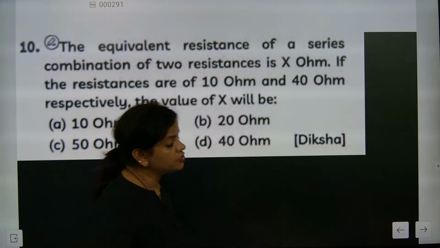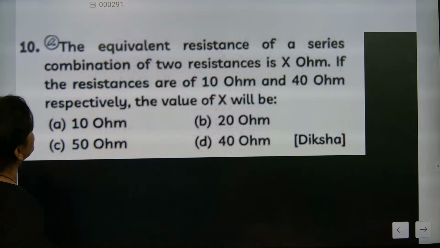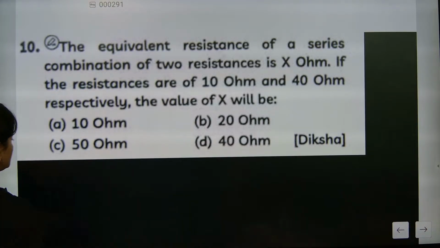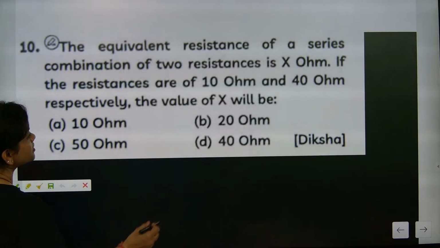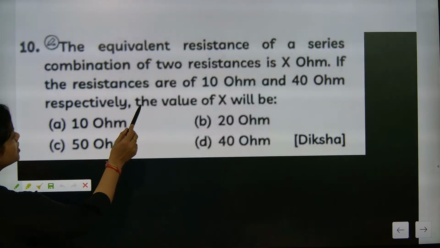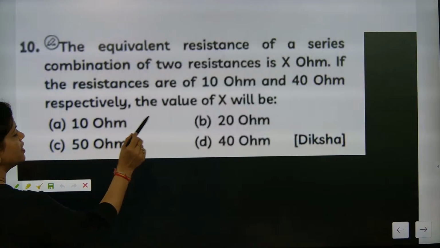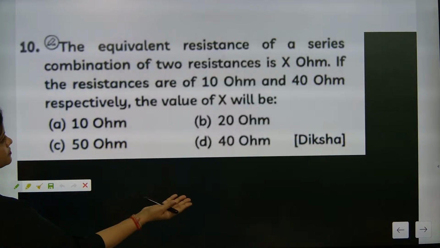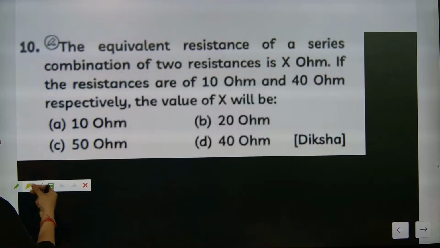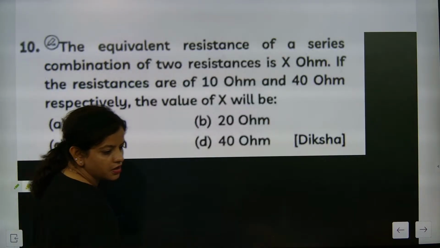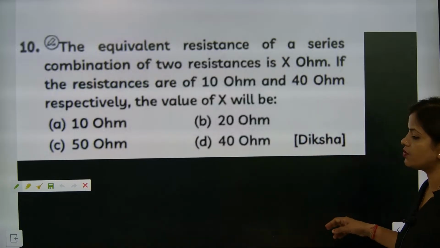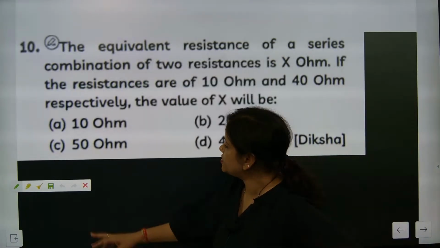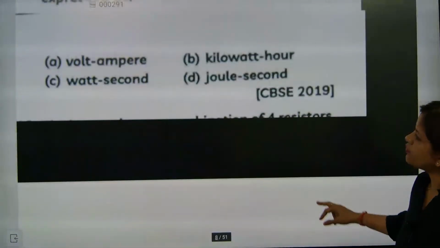Fifty ohms, very good. So the equivalent resistance of a series combination of two resistors is X ohm. Two resistors are connected and the equivalent resistance is coming as X ohm. If the resistors are of 10 and 40 ohm respectively, the value of X will be 40 and 10, added. In series it will get added, so it will become 50 ohms. Divya is not there in the group, she is not answering. Now go for this question.